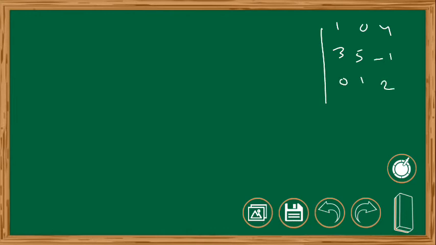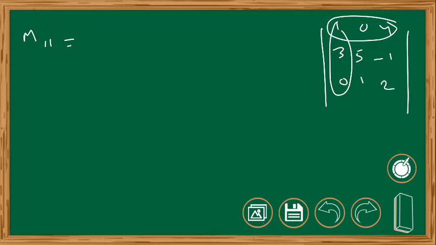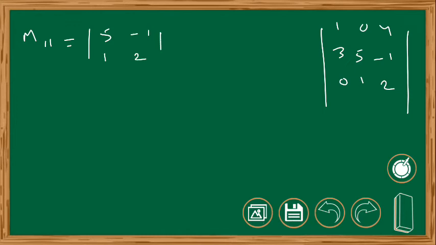So I am writing a trick for minors. You just find out the minors first. The first minor will be called M11. You remove the row and column containing the first element, the first row and first column. Then what will be left? This will be 5 minus 1, 1 and 2. So this is 10 plus 1, which is 11.